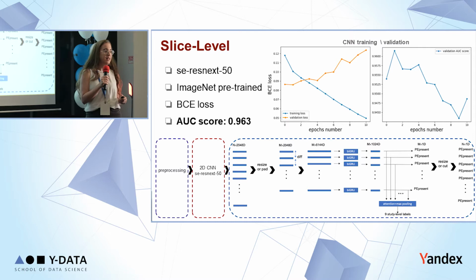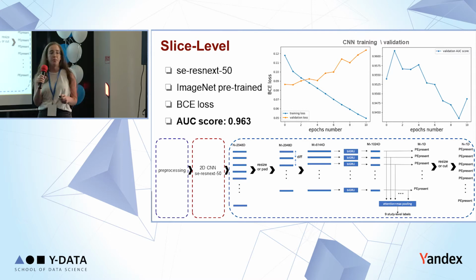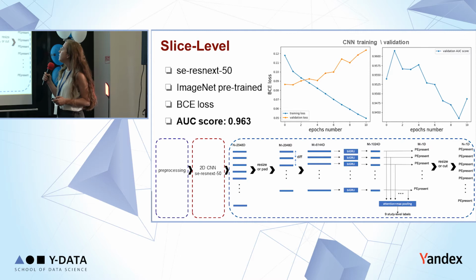So for slice level modeling, we trained ResNeXt 50 with a squeeze and excitation block, pre-trained on ImageNet with BCE loss. The model was overfitting on our data, so we used early stopping, and took the checkpoint with the highest validation AUC score, 0.96, which is the same as reported.